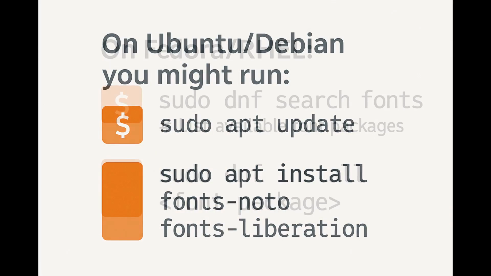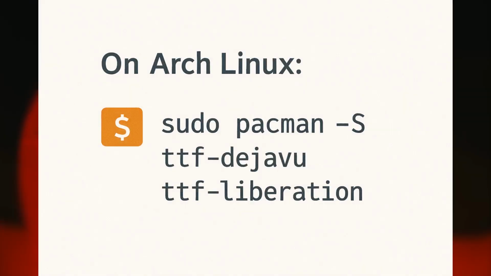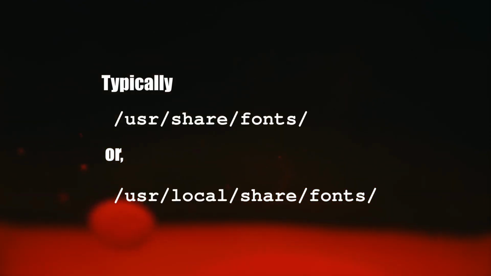On Red Hat, and on Arch. You can also manually add fonts by copying the TTF or OTF files into the preferred directory, either for local user or for system-wide users. You would normally then refresh the font cache or just restart the computer to make the fonts available.